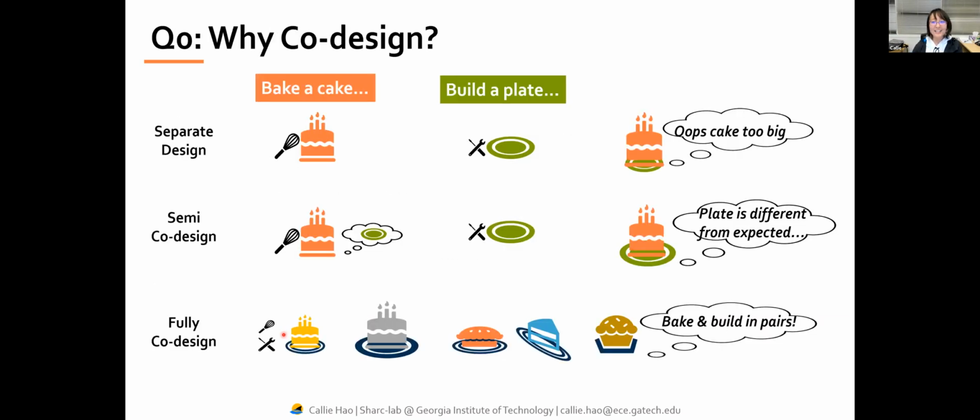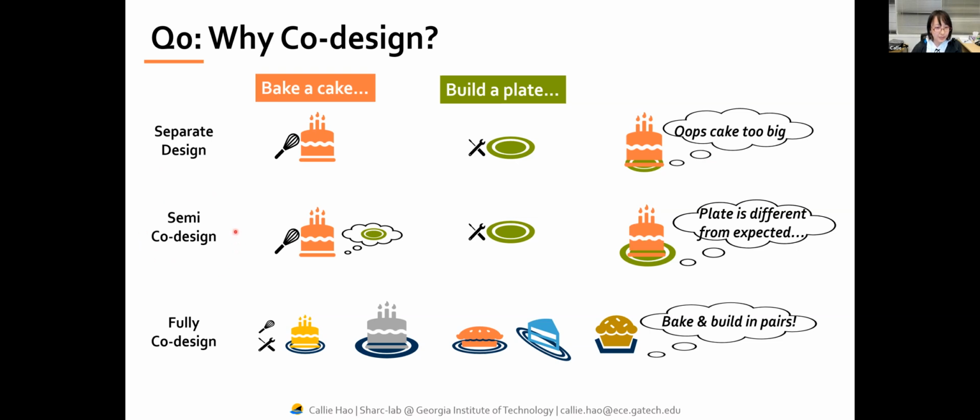Okay, so let's take a look at co-design, different levels of co-design. If we also use this analogy from baking a cake in a cheesecake factory, what do we have? So if we talk about separate design, it's like, okay, now we bake a cake and then we build a plate. Well, but something can go very wrong. The cake may be too big or maybe too small. So this is completely separate design.